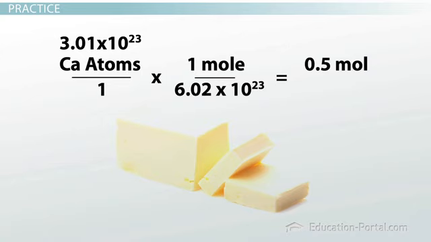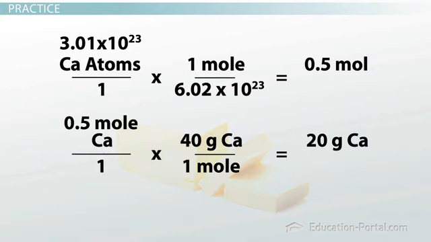Okay, so if it contains 0.5 moles of calcium atoms, how much mass would that have? The answer is about 20 grams. The mass of 1 calcium atom is 40 AMU, so the mass of a mole of calcium atoms would be 40 grams. We don't have enough for a full mole though, only 1/2 of a mole, so the mass would be 20 grams. One last problem.